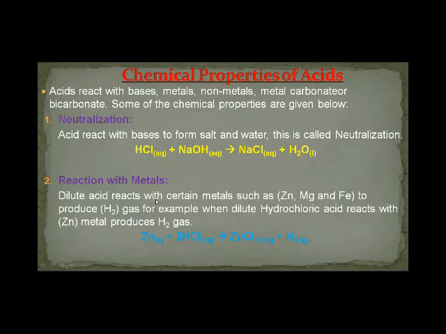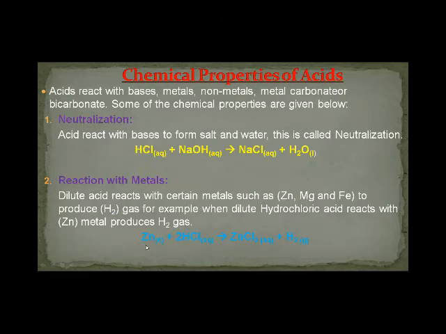And whenever acid is dilute, reacting with metals like zinc, magnesium, and iron, it will produce hydrogen gas. So when dilute hydrochloric acid reacts with zinc metal, it produces hydrogen gas. So this is zinc metal reacting with the acid HCl.